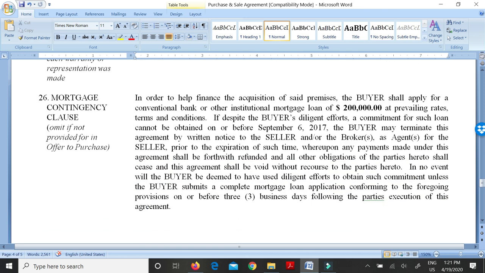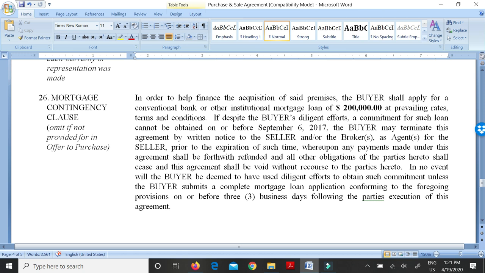Paragraph 26 is very important because if you're purchasing a home and you're financing, it specifically states that as part of the purchase agreement, you will apply for a loan of a specific amount with the expectation that you will receive a loan commitment by a specific date, generally about a week or so prior to the actual closing date.